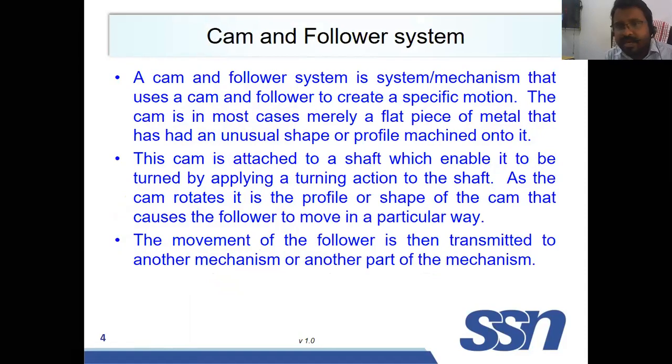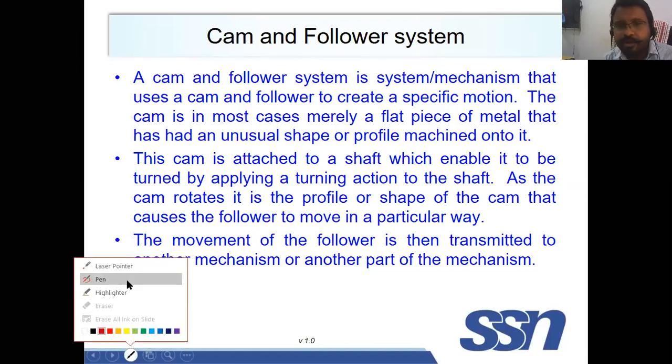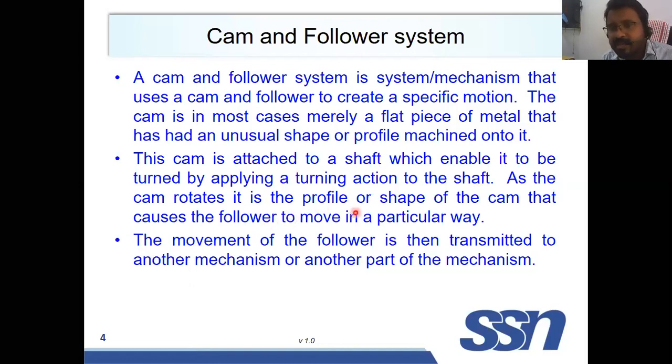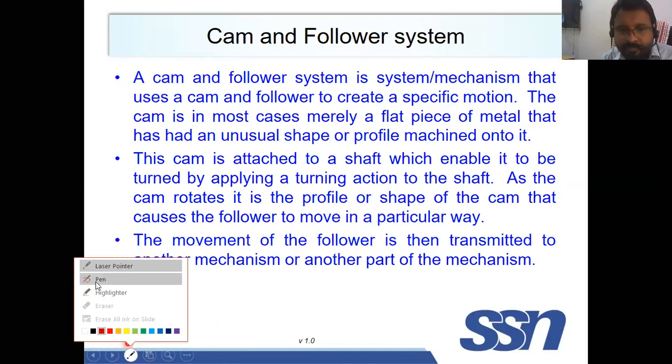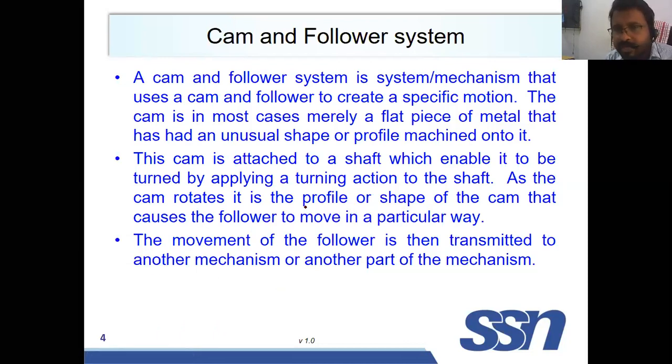Normally the cam is attached to the rotating shaft. So as the cam rotates, the profile or shape of the cam is what causes the motion. The profile or shape of the cam, you see, underline, is the main player. That is what plays a vital part here. The profile and shape of the cam cause the follower to move in a particular way.